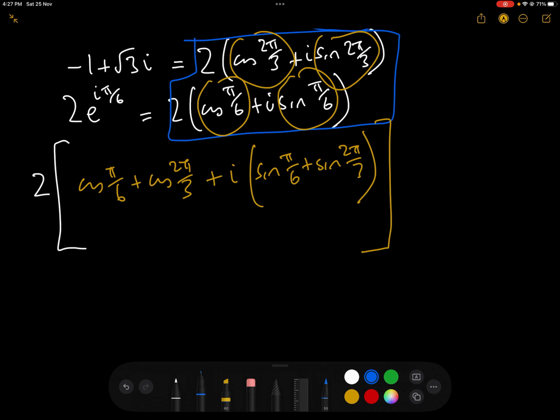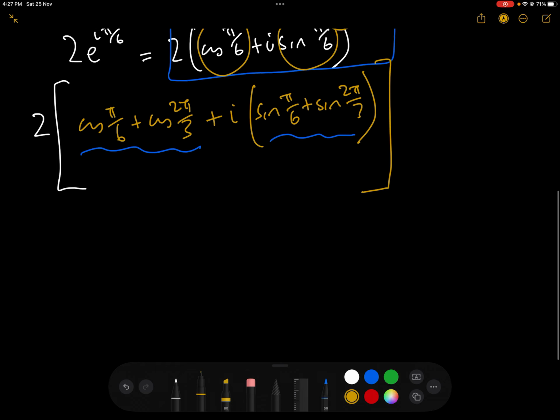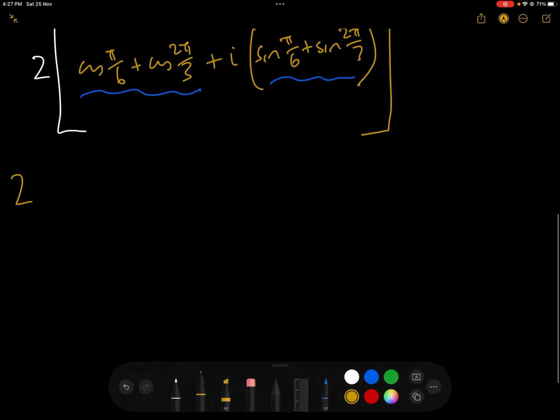Okay, so we have our equation now, and now we use our trig identity, the cos A plus cos B here, and we use the trig identity sine A plus sine B here, and that will give us the following. We do have to be careful here, so we've got the 2 outside of the brackets.